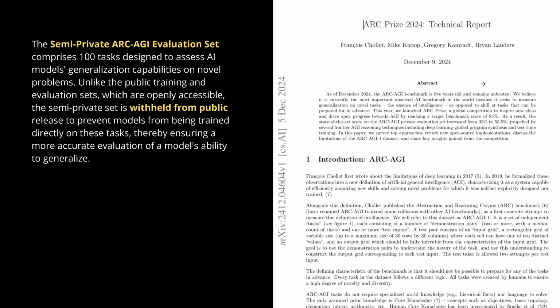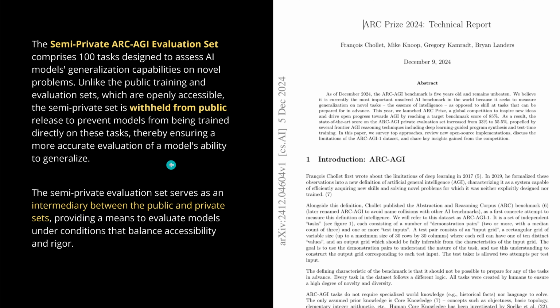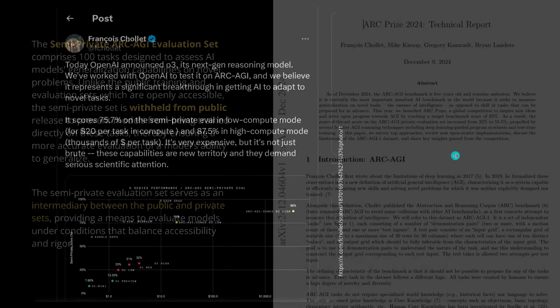If you want to know about the particular evaluation dataset that O3 was evaluated against, here you have the technical report from December 9, 2024. To make it easy for you, if you do not want to read the complete report: the semi-private ARC-AGI evaluation dataset has 100 specific tasks specifically designed to assess the model's generalization capabilities on novel, unseen problems. It is withheld from the public because you don't want contamination with your training dataset. And the semi-private evaluation dataset is a very particular intermediary between the publicly available dataset and the real private dataset.